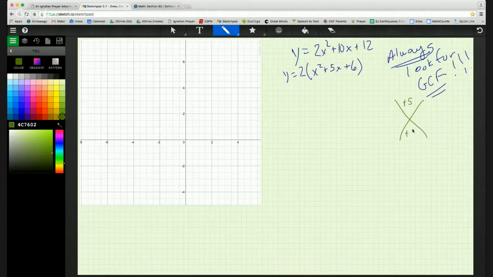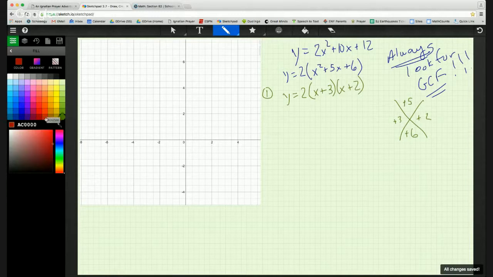Multiply to 6, add to 5. That would be a plus 3 and a plus 2. So this is kind of step one. We're GCF factoring. So we get y equals 2 times x plus 3 times x plus 2.